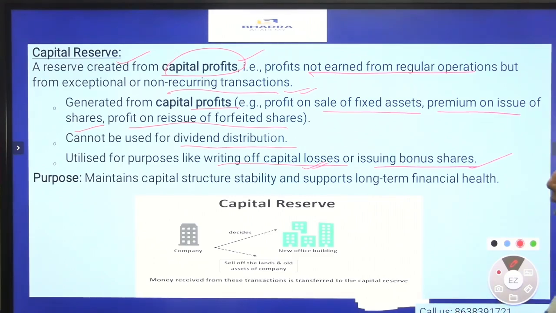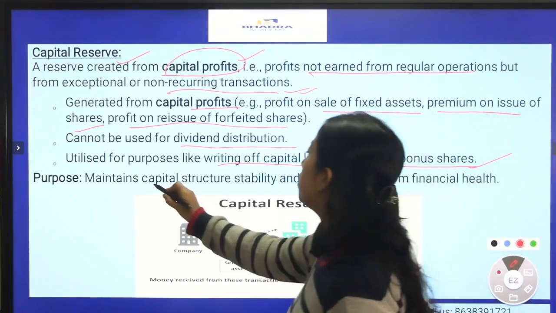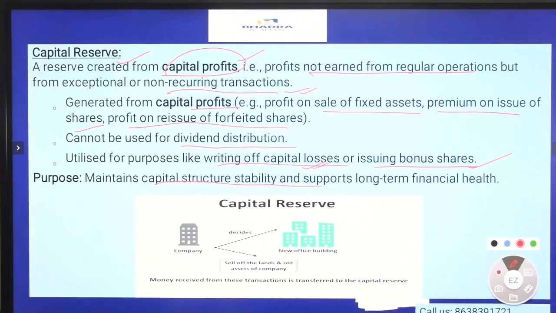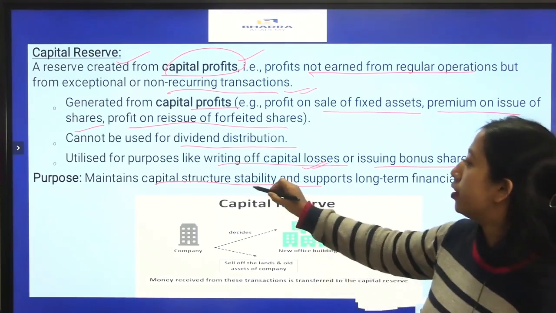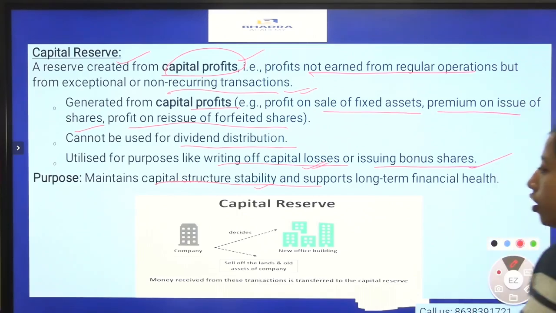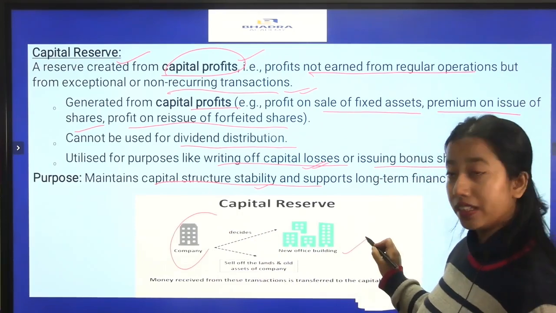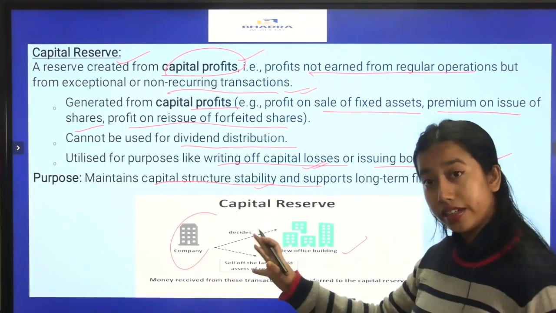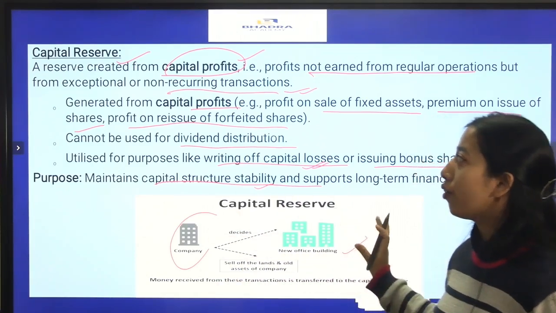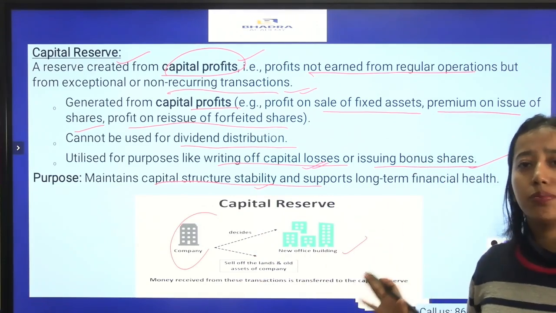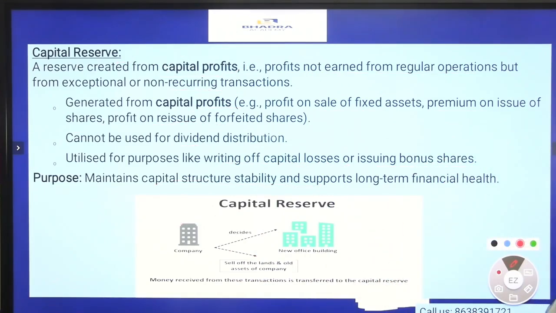The purpose of the capital reserve is to maintain the capital structure stability and support long-term financial health. Again, capital reserve is part of the capital of the business, so it maintains the capital structure stability. When a company decides to sell a fixed asset, it earns a certain amount of profit. That profit we transfer to the capital reserve. So this was the concept of a capital reserve.